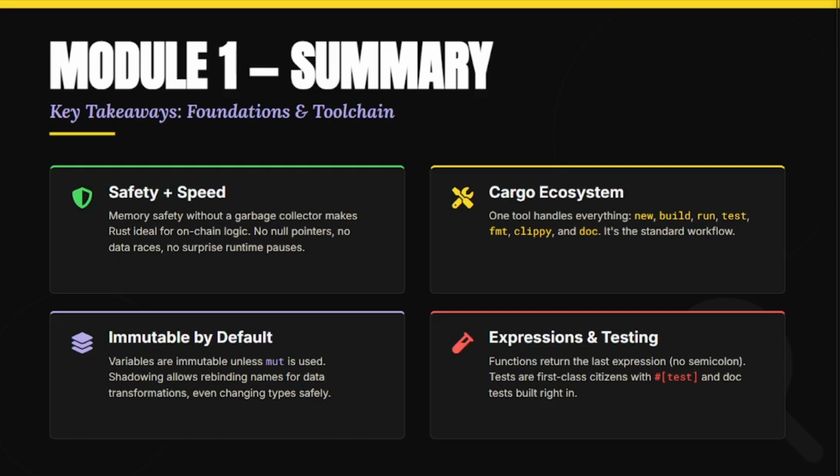Module 2 is coming up next, where we go deep on Rust's type system. Scalar types, compound types, structs, and enums. It's where the real power of the language starts to reveal itself.